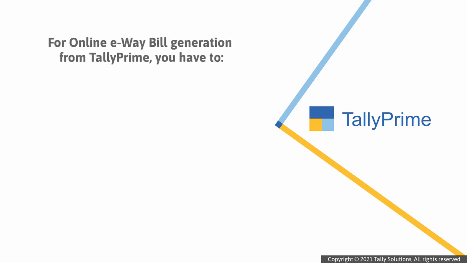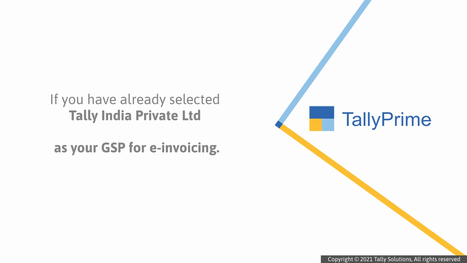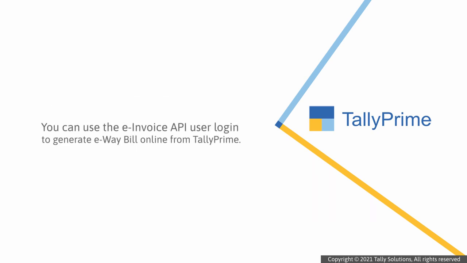To use Tally Prime for online e-way bill generation, you have to register for e-way bill and choose Tally India Private Limited as your GSP on the e-way bill portal. If you have already selected Tally India Private Limited as your GSP and created an API user for e-invoicing, there is no need to create one for e-way bill separately. You can use e-invoice API user login to generate e-way bill directly from Tally Prime.